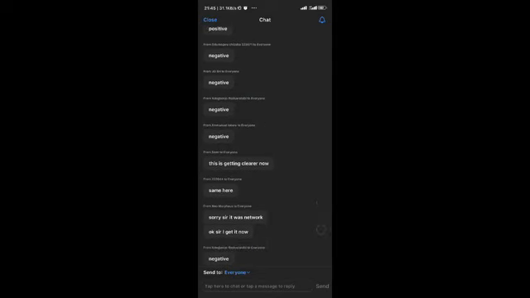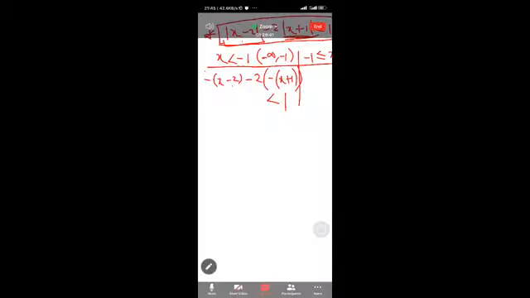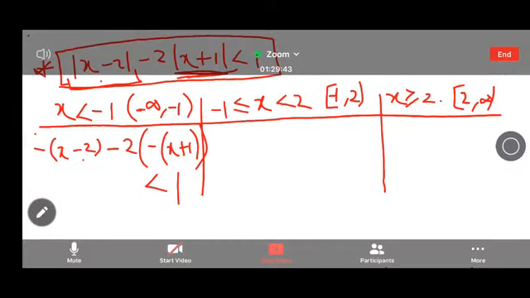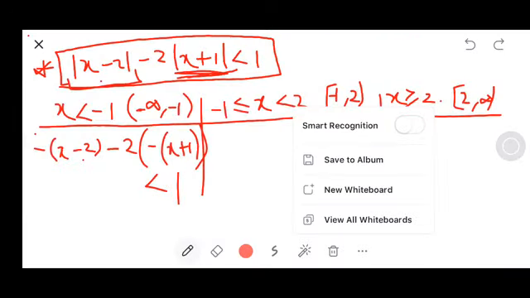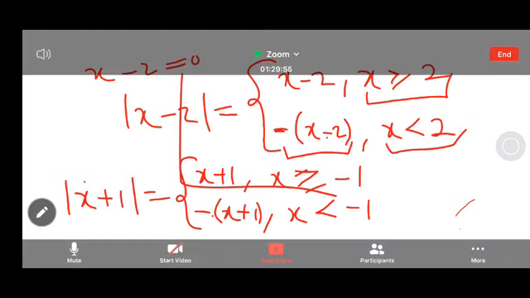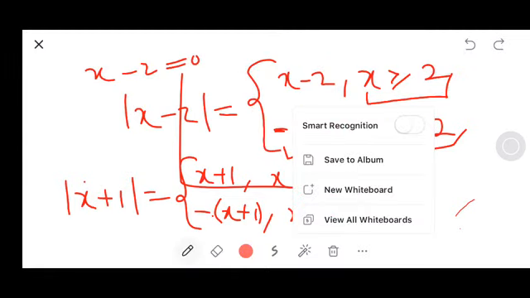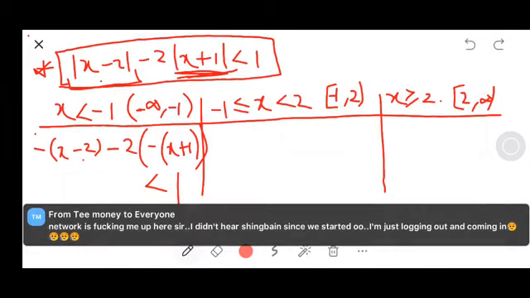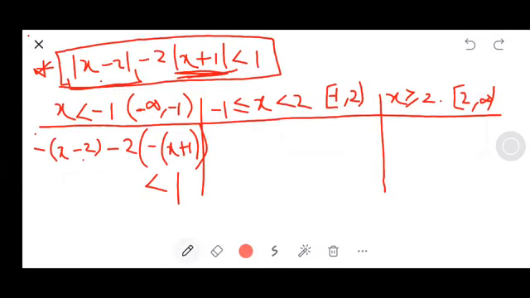It is going to be negative, because in that region we are still less than 2. If you check the definition of the absolute value of x minus 2 that we wrote here, when x is less than 2, the absolute value of x minus 2 is actually negative of x minus 2. And that is why we are going to go with minus x minus 2. That is for the first one.